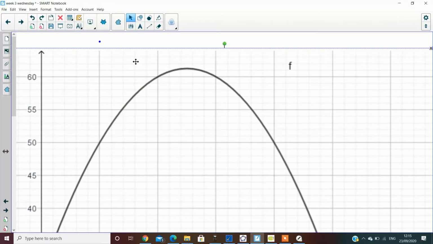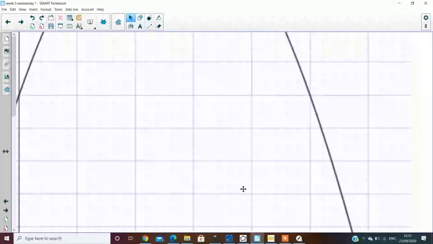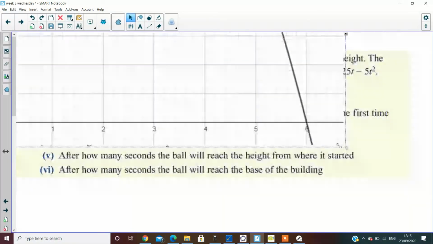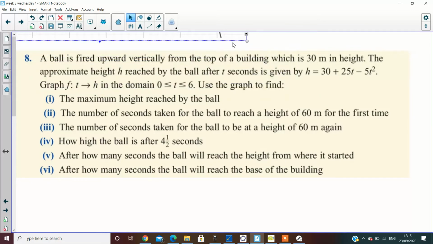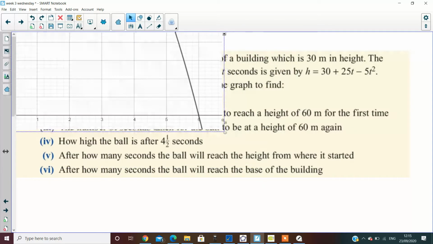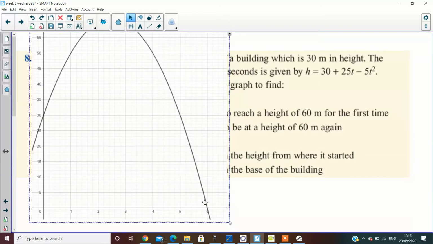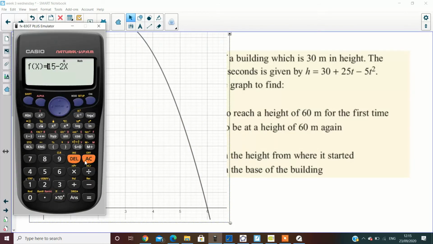Okay, so can everybody put that equation into your calculator and call out the points that you got in a second, because I'm going to write them onto the graph, okay? So what you do, guys, is you put this into your calculator. Instead of using E, you're going to use 30 plus 25x minus 5 times x squared. This is question A. Then you go from 0 to 6, with a step of 1, and you get all these points here.